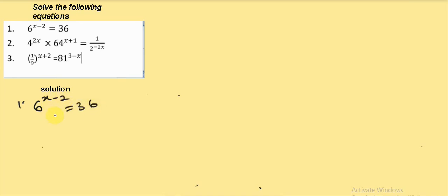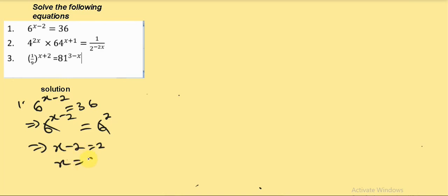This is very simple. To get the value of x, I have to make 36 to have 6 as its base. So this is going to be 6 exponent x minus 2 is equal to 6 raised to the power of 2, which is 36. Now the goal is just for 6 to cancel out 6 so that I'll pick the exponent. So x minus 2 is equal to 2. So x is equal to, collecting like terms, 2 plus 2, because if minus 2 crosses the equal sign, it changes to plus 2. So x is equal to 4.